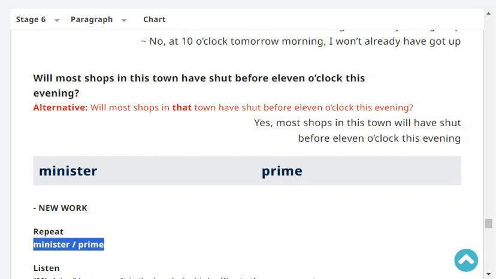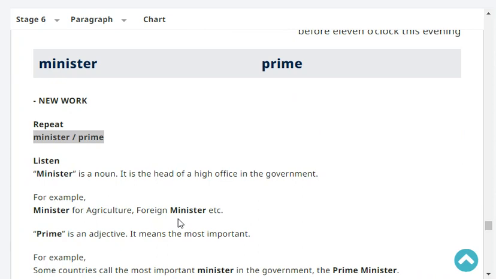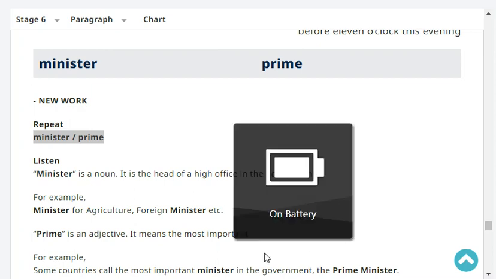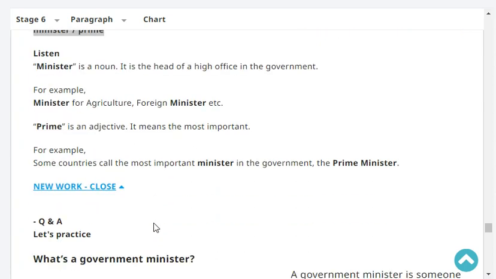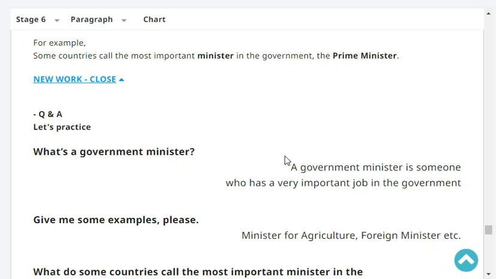Minister. Prime. Very good. Okay, listen. The word minister is a noun. It is the head of a high office in the government. For example, Minister for Agriculture or Foreign Minister. Prime is an adjective. It means the most important. For example, some countries call the most important minister in the government the Prime Minister.